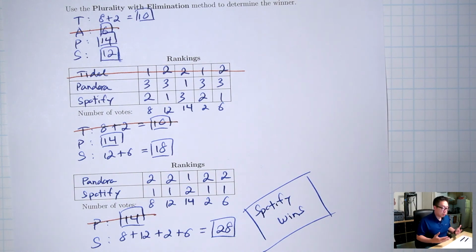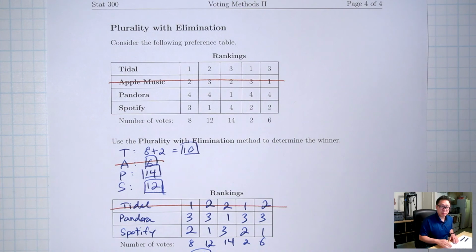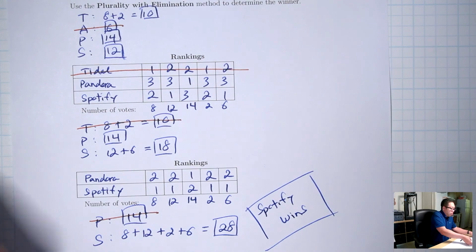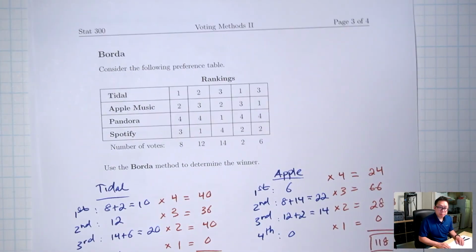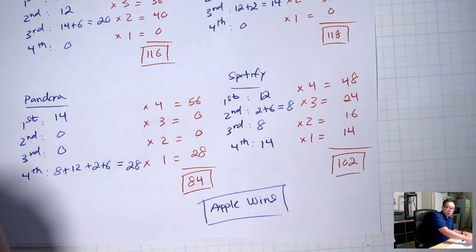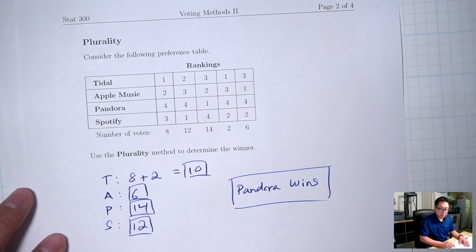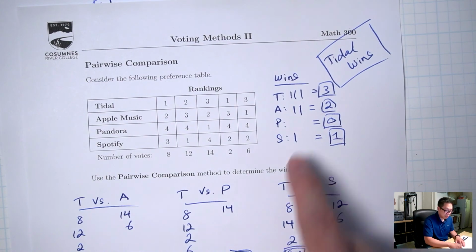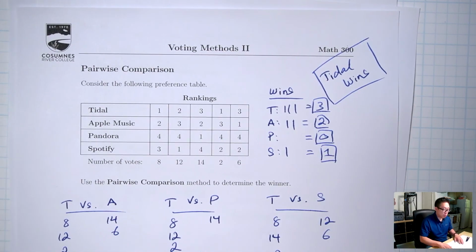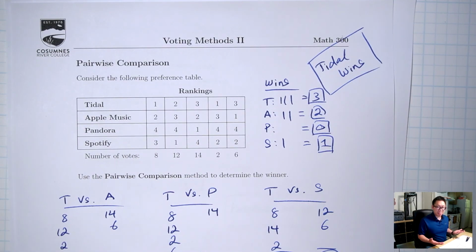All right, so we just did all 4 methods on the same table. So plurality with elimination, Spotify wins. Borda, Apple wins. Plurality, Pandora wins. Pairwise comparison, Tidal wins. Very interesting. So we did four methods, and we got 4 different winners. So who's actually supposed to win, right? Which method is the best method?